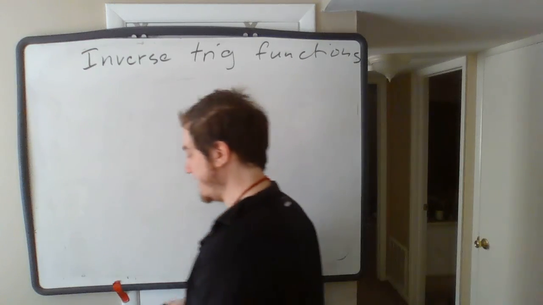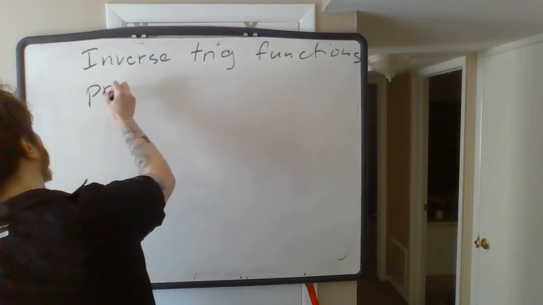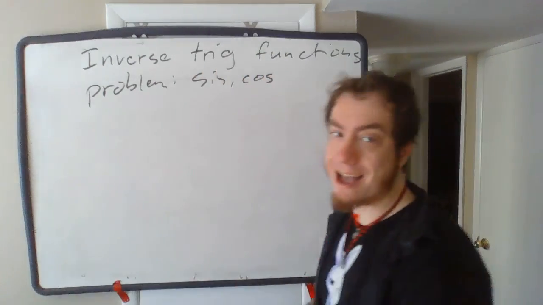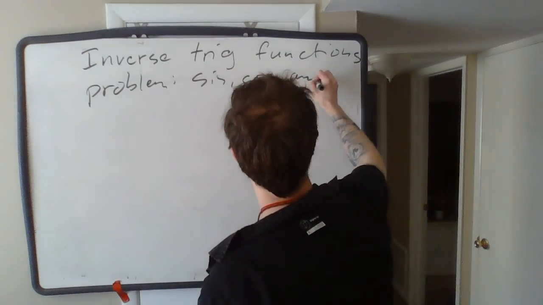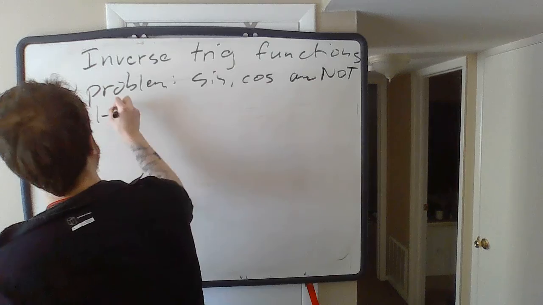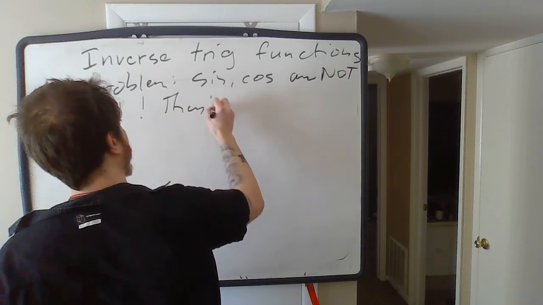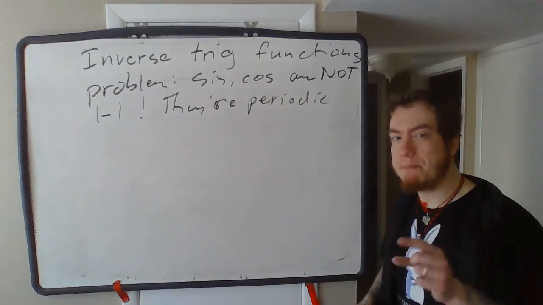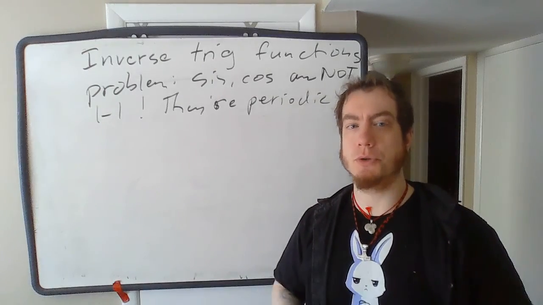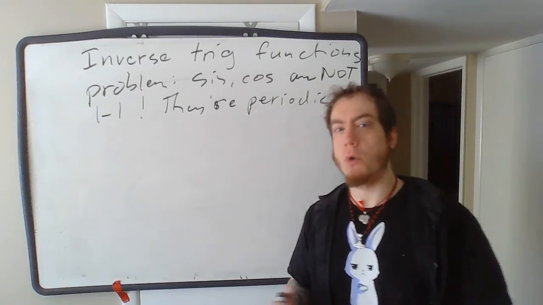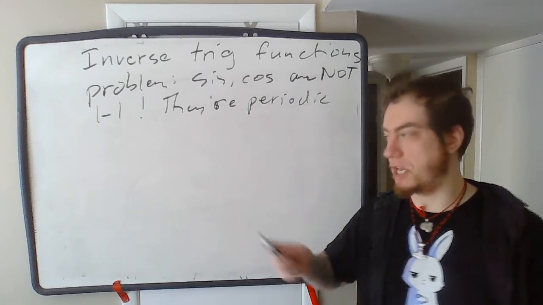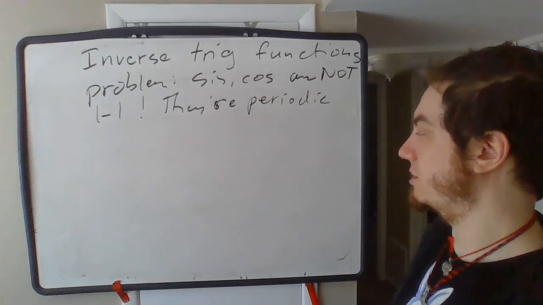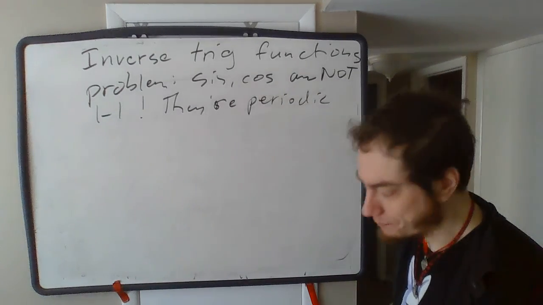The problem is this. Sine and cosine, and actually all of the trig functions, are not one-to-one. In fact, they are periodic, so they cannot be one-to-one. They keep on repeating themselves. They're not just not one-to-one, they're like super badly not one-to-one. They keep repeating themselves infinitely as we go off in either direction. On a graph, you would just see the same thing repeating itself forever. So very badly not one-to-one.